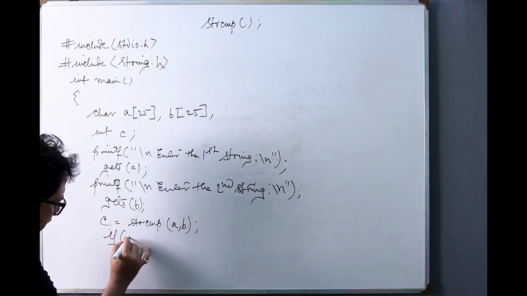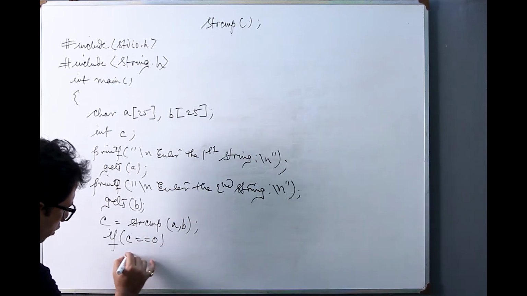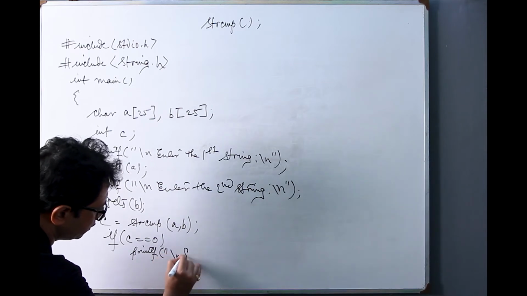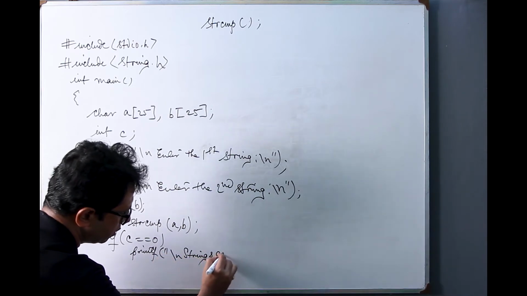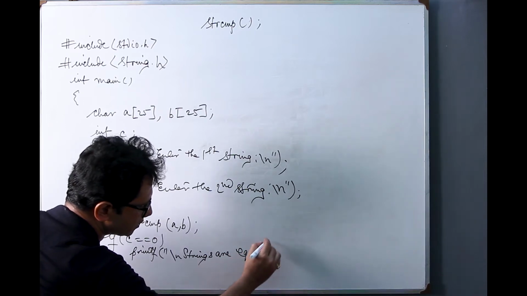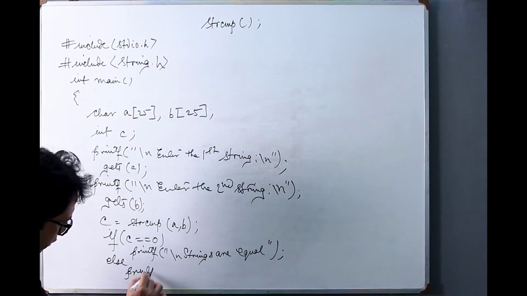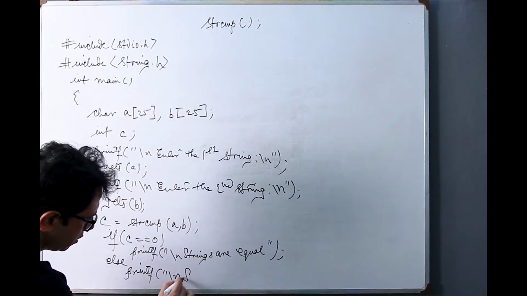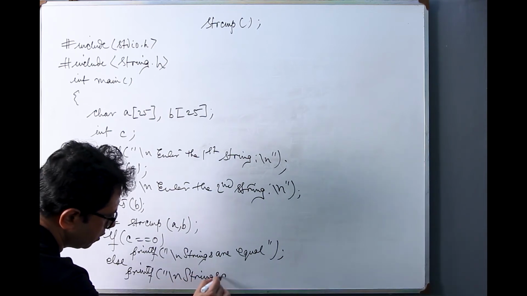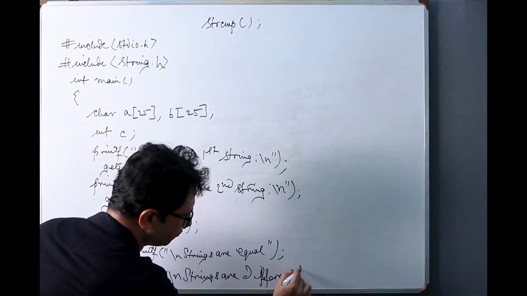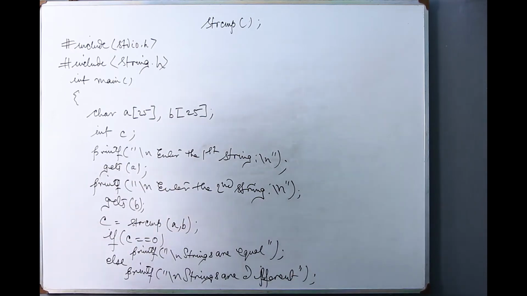If c equals 0, printf new line, strings are equal or strings are same, else we will print strings are different. After that, return 0 and end of the main section.